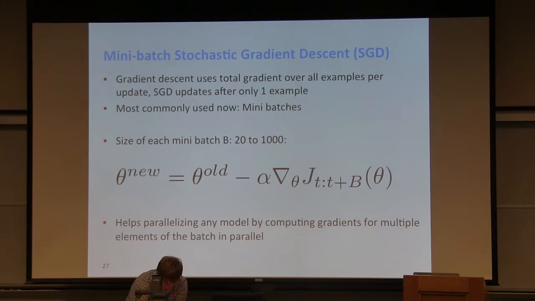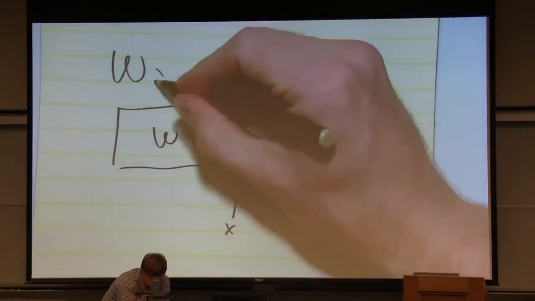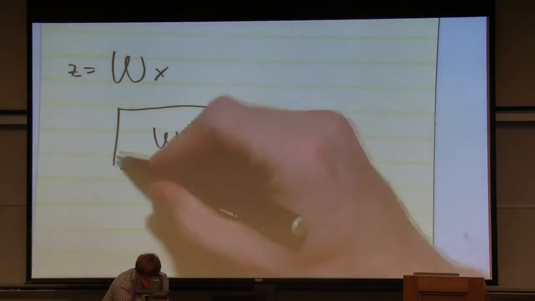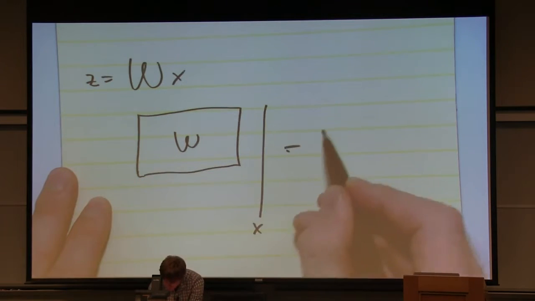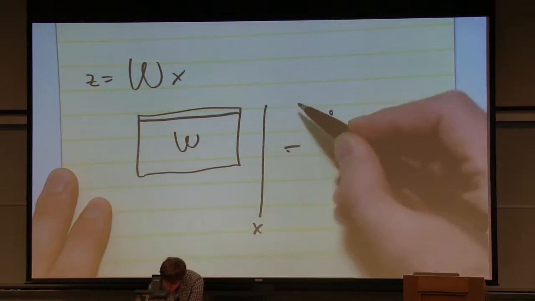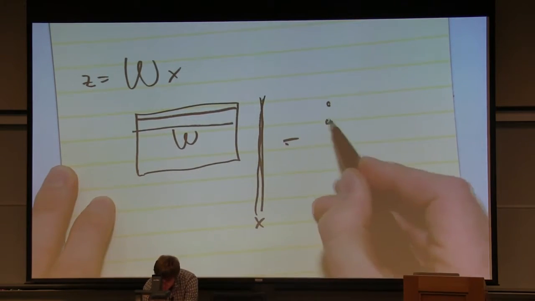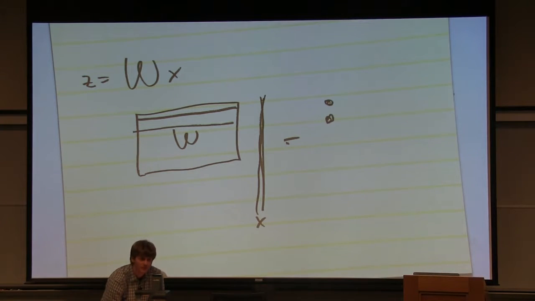In many cases, we'll have some computation W times X to compute some kind of Z. At least you can parallelize it, because to compute each unit here, you multiply this by this, and this again by this, but they're all independent. So in theory, you could multiply this one in parallel with this one. Does that make sense, that visualization?